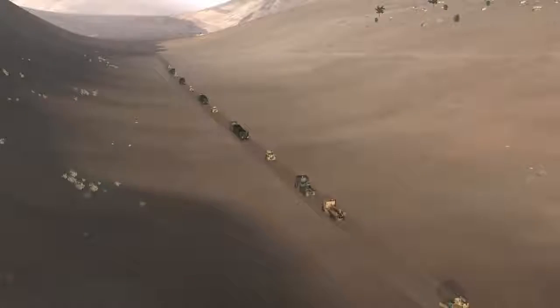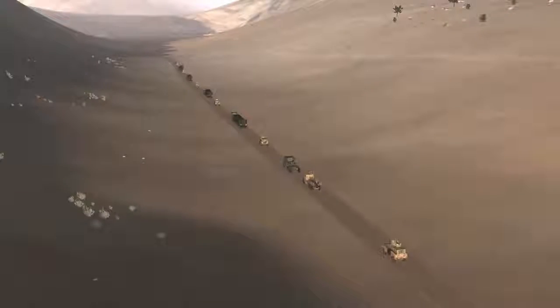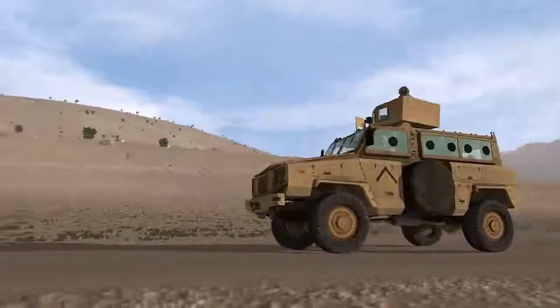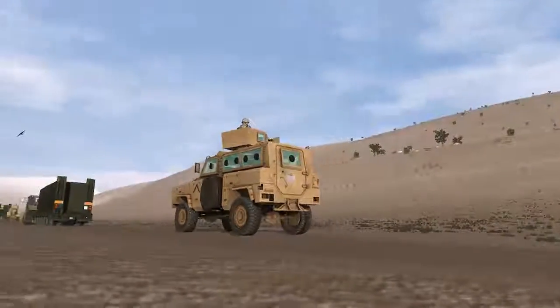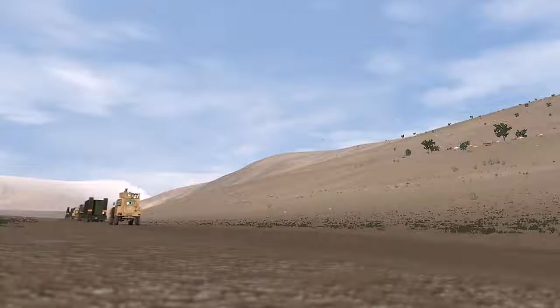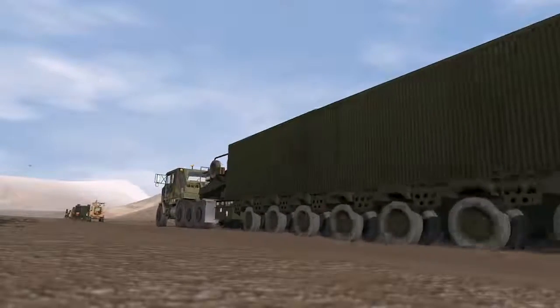Our route will be MSR Arizona. Our convoy speed will be 30 miles per hour. Catch-up speed 35 miles per hour. Intervals are 100 meters on the highway, 50 to 75 meters in urban areas. All battle drills and actions on contact will be conducted in accordance with our unit's standard operating procedure.